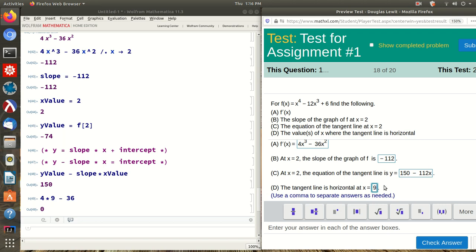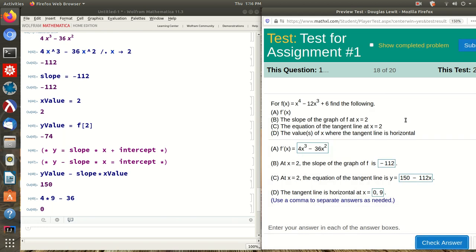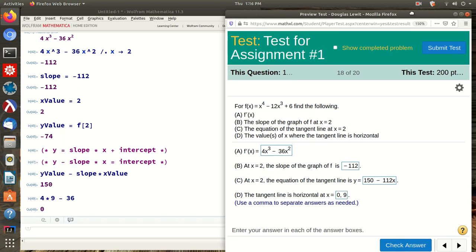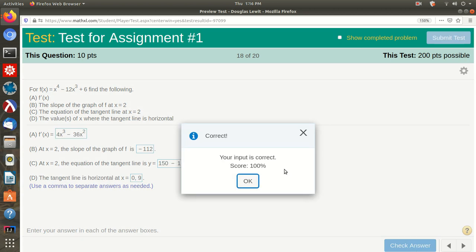I believe, you know what, maybe 0 as well, because 4 times 0 cubed minus 36 times 0 squared is going to be 0. So actually, it would be 0 and 9. It would be both. Your input is correct. Score 100%. Okay. Let's check that one more time. Yeah, this is correct.